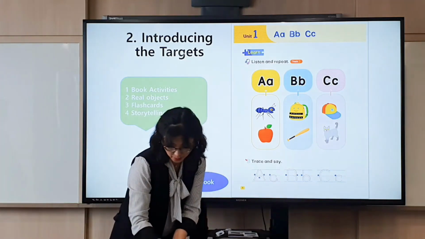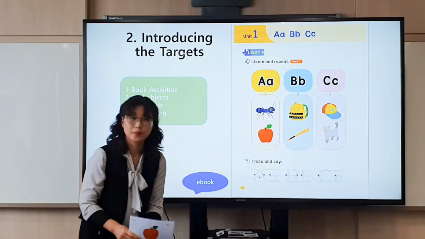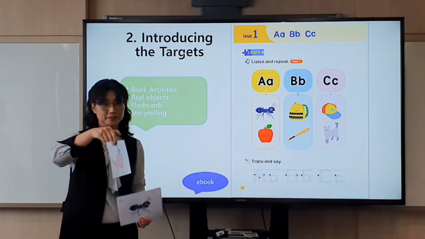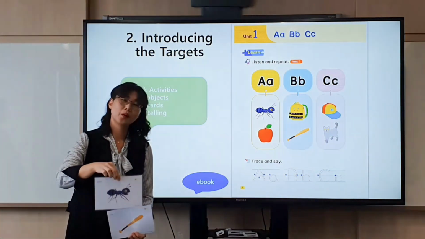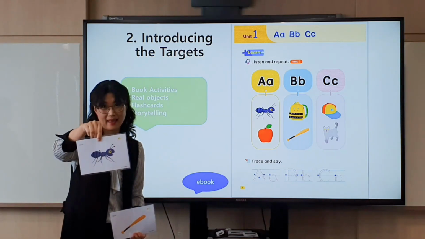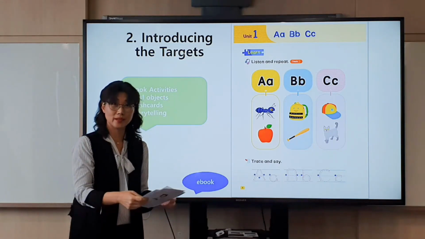Or you can just do it this way, right? A lot of teachers just use it like this. Okay, everybody, what is it? It's an apple. Apple. What's this? It's an ant. Ant. Okay, so you can go through the flashcards like this, right?